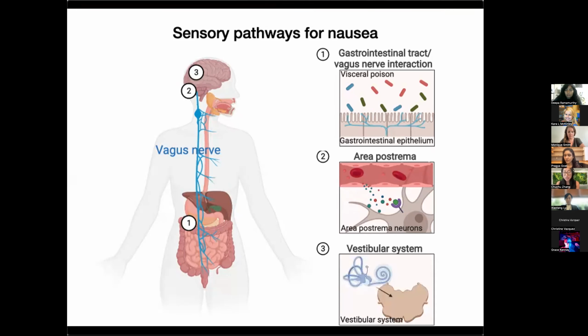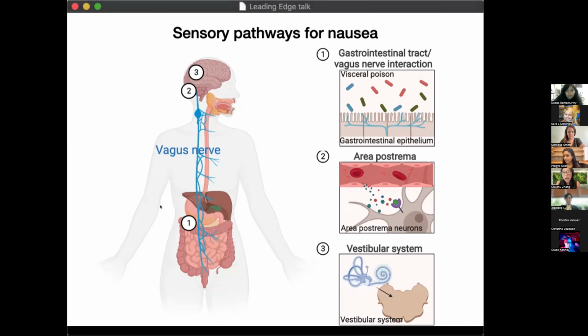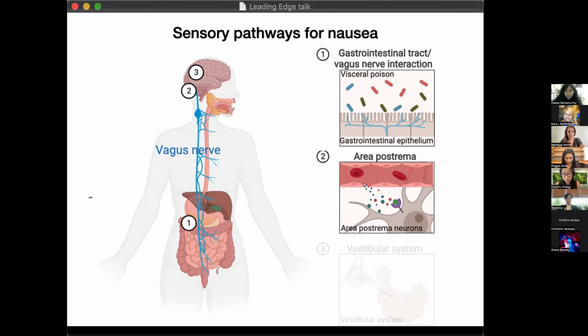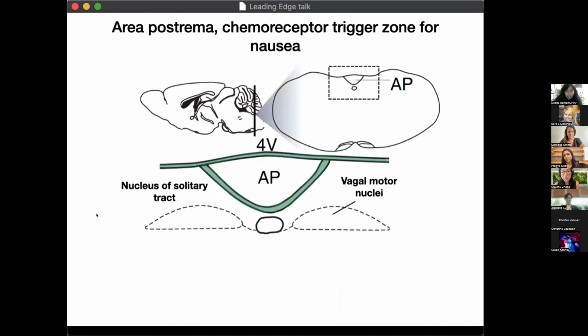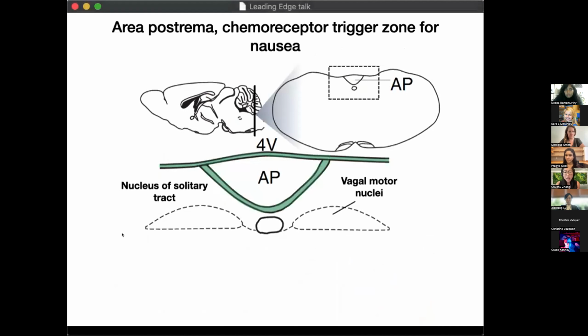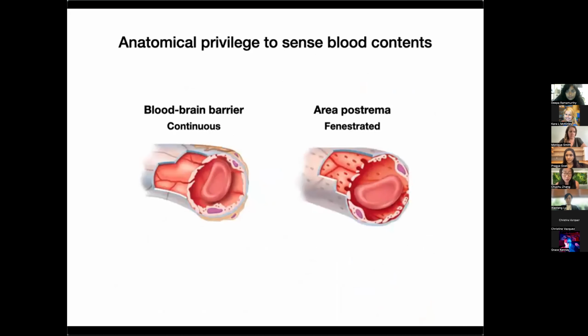And then we have the vestibular system for motion sickness. None of these pathways are very well understood. I am most interested in the chemosensory pathways for nausea, and the most intriguing sensory organ for me is perhaps the area postrema, and it's where I started. The area postrema is located at the base of the fourth ventricle, next to the nucleus of solitary tract, which is where the vagus nerve terminates, and the vagomotor nuclei, which provide the majority of the parasympathetic inputs to the digestive system.